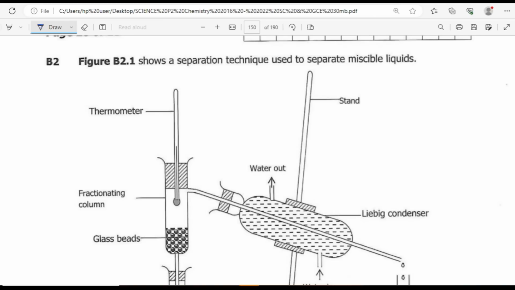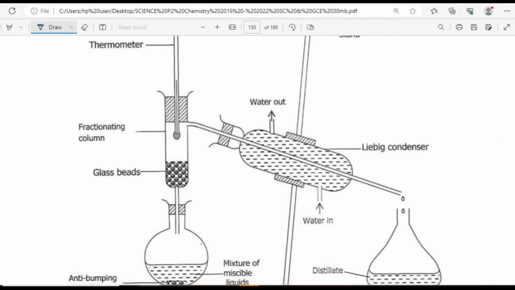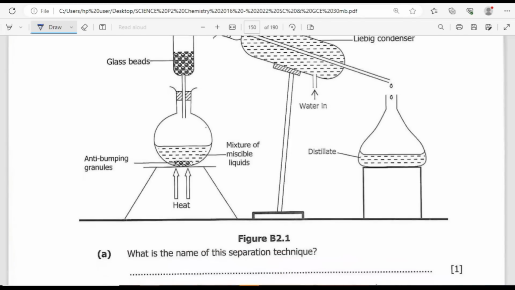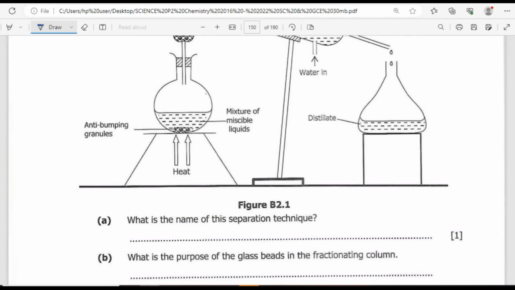Okay, so we have another question. Figure 2.1 shows a separation technique used to separate miscible liquids. So what are miscible liquids? These are liquids that mix completely. So these are what we call the miscible. Now let's analyze these. Okay, so the first one, what is the name of this separation technique? So we are dealing with fractional distillation.